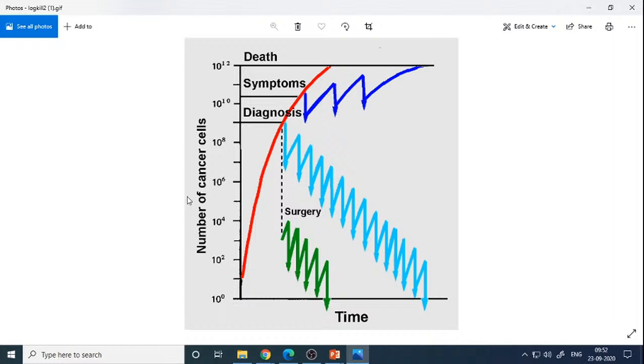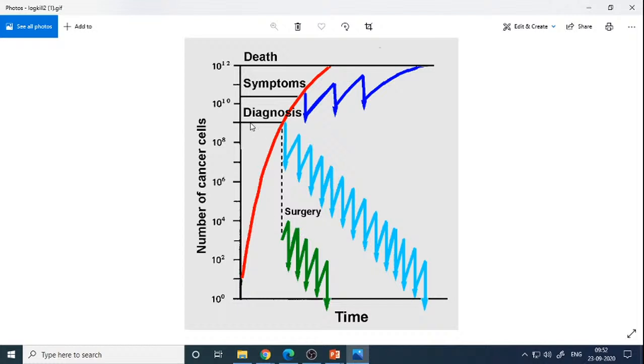And what we see here is, if someone diagnoses a patient with cancer very early, for example here there is a diagnosis, and if someone can remove the tumor itself at that early stage, then the number of cells will dramatically fall.